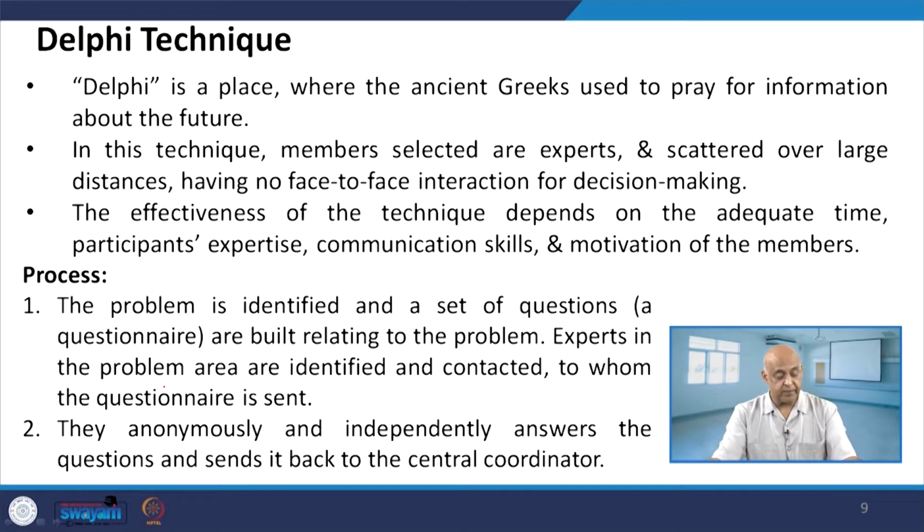In the Delphi technique process, how is it done? The problem is identified and a set of questions, a questionnaire, is built relating to the problem. Experts in the problem are identified and contacted, and the questionnaire is sent to them. They anonymously and independently answer the questions and send it back to the central coordinator. So this is a very comfortable technique, right. The questionnaire is sent, and on the basis of it they respond, but it is anonymous, right, and independent.